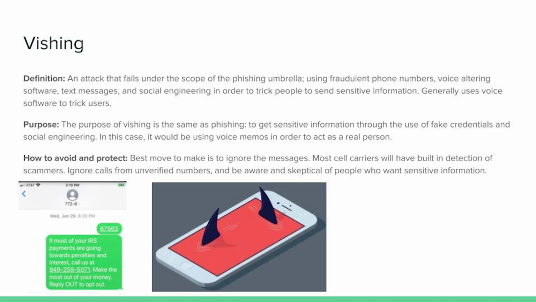The purpose of vishing or any phishing attack in general is to get sensitive information through the use of fake credentials and social engineering. In this case, it will be using voice memos in order to act as a real person and steal someone's sensitive information. For example, it could be, "We are the FBI calling to make sure that you are updating your social security number. Please call back at this number," or whatever.